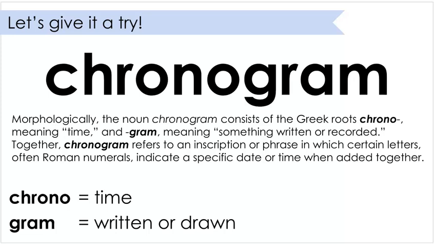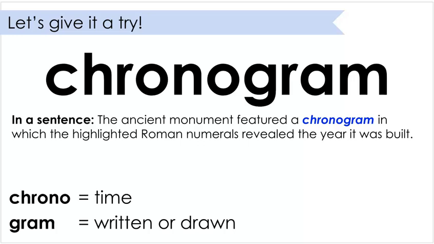Morphologically, the noun chronogram consists of the Greek roots chrono, meaning time, and gram, meaning something written or recorded. Together, chronogram refers to an inscription or phrase in which certain letters, often Roman numerals, indicate a specific date or time when added together. And I don't know if you've learned about Roman numerals yet, but it's definitely something worth looking into. In a sentence, you might write, the ancient monument featured a chronogram in which the highlighted Roman numerals reveal the year it was built.